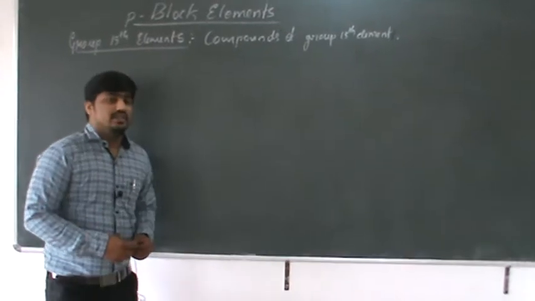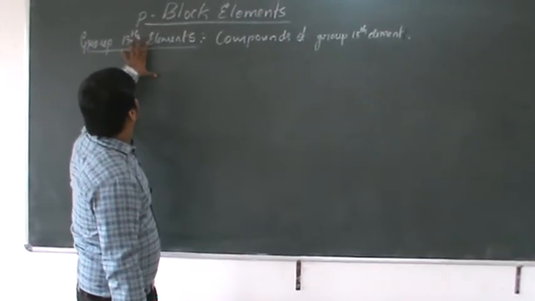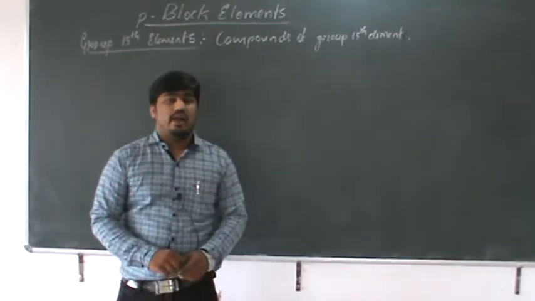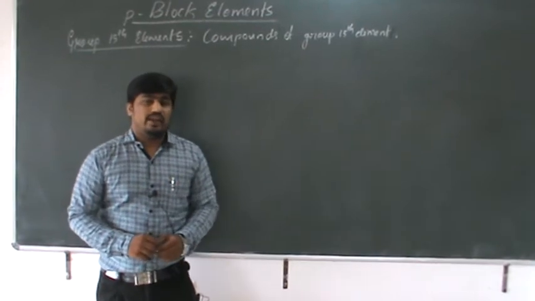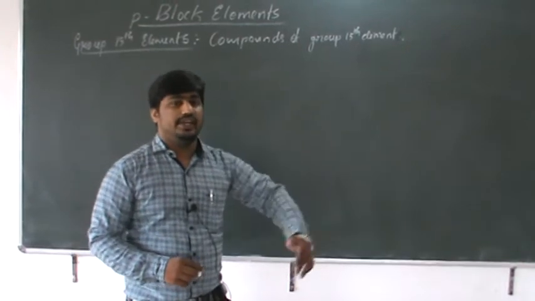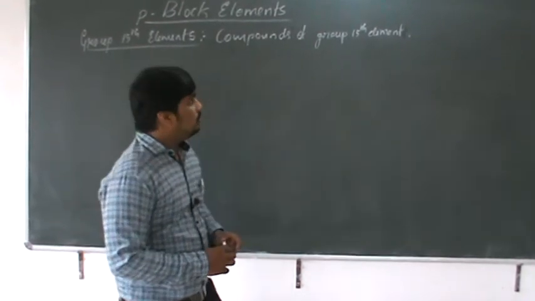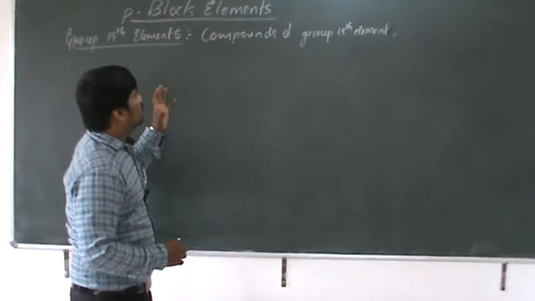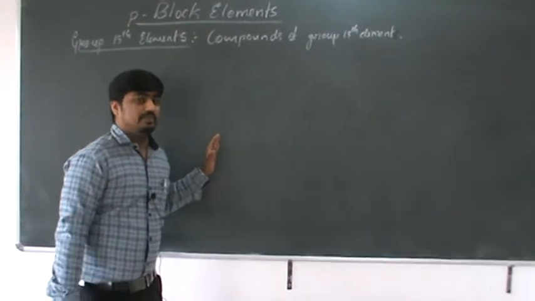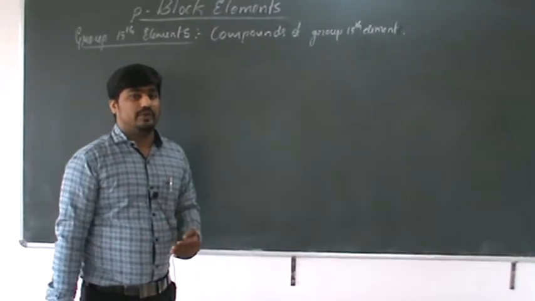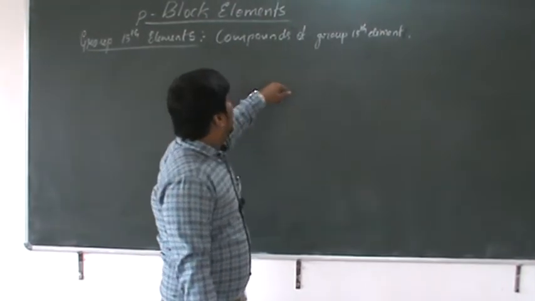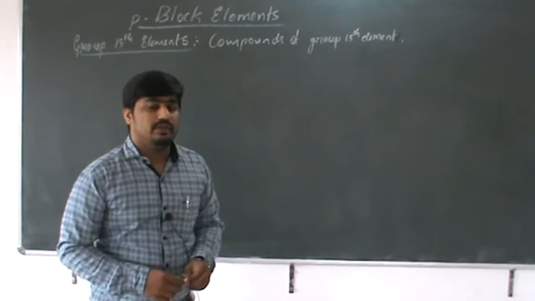In the previous session, we discussed the group 15 elements under the P block topic. The P block elements have groups 15, 16, 17, and 18. Under the group 15 elements, we discussed which elements are present under the 15th group and what their properties are. In the last part, we stopped at the compounds of group 15 elements.